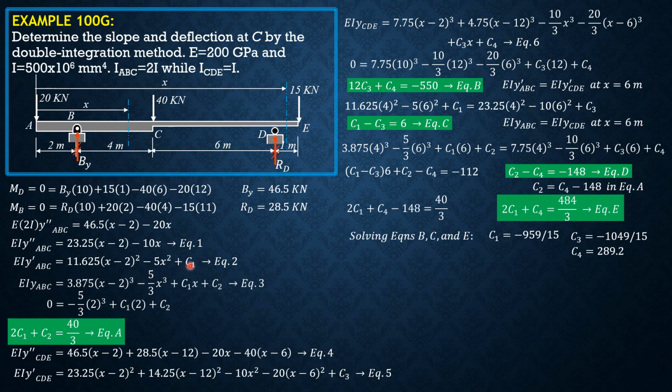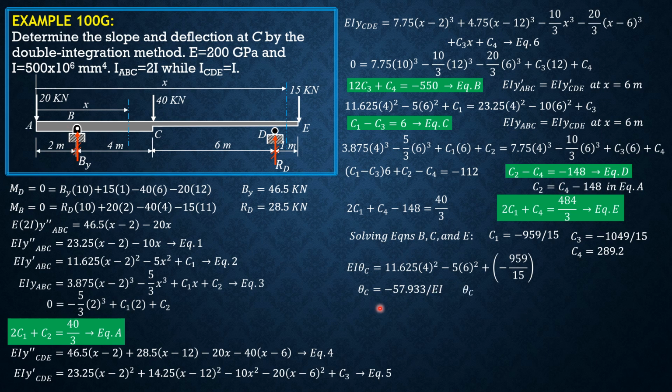So we can now solve theta C into this equation or into this equation, but if we substitute here, there are so many terms, although some of these terms will be zero or ignored. But let's select this equation for theta C. And for delta C, you can use EI y CDE at x is 6 instead, but we will just use this equation. EI theta C is 11.625 times 4 squared, (6 minus 2) minus 5 times 6 squared, plus c sub 1, which is negative 959 over 15. So theta C therefore is equal to negative 57.933 over EI.